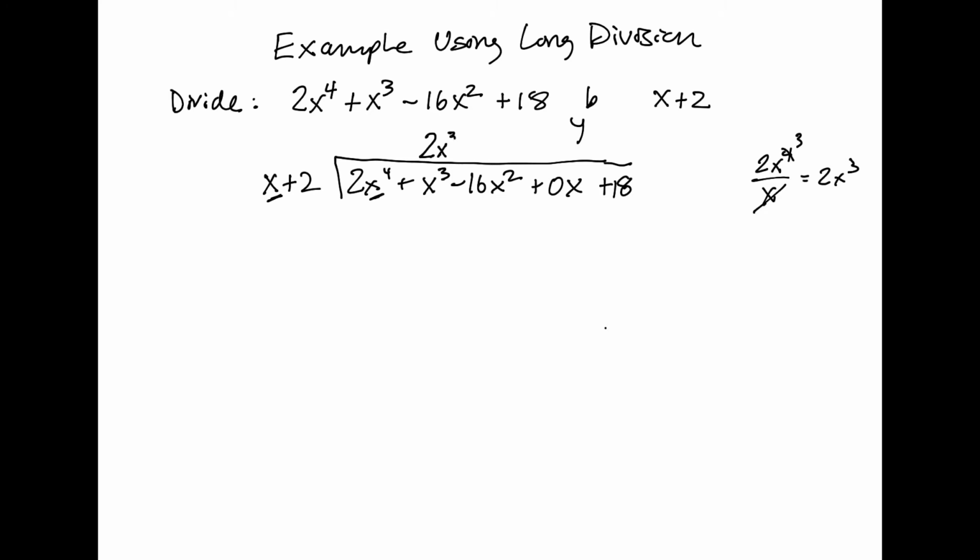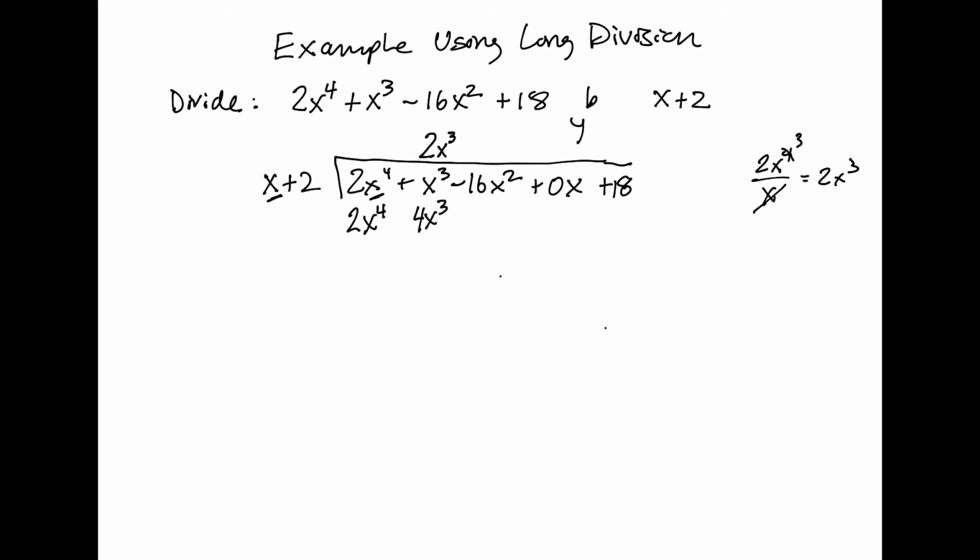So 2x to the third is the result that I need there, and I'm going to put it above the x cubed column so that it's above the same degree term. And now we multiply. We go 2x cubed times 2, which is 4x cubed, and 2x to the third times x, so 2x to the fourth.